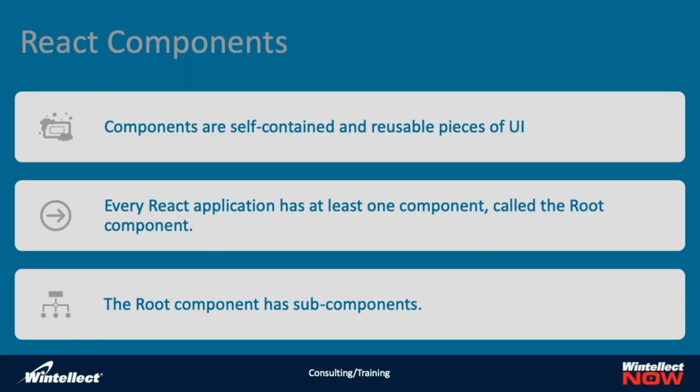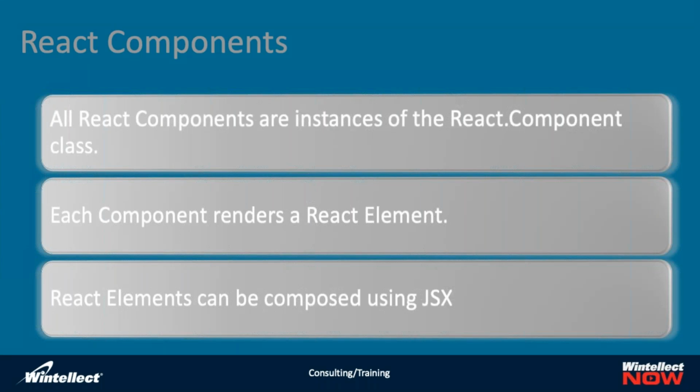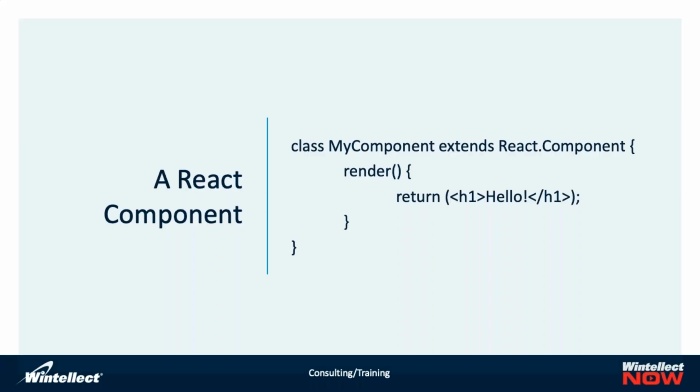Components in React are self-contained and reusable pieces of the user interface. Every React application has at least one component, which is the root component, and then that component has subcomponents which build up into the entire React application, the React user interface. All React components are instances of the React component class, and they render React elements. And these elements can be composed using JSX, which is a language that looks a little bit like HTML.